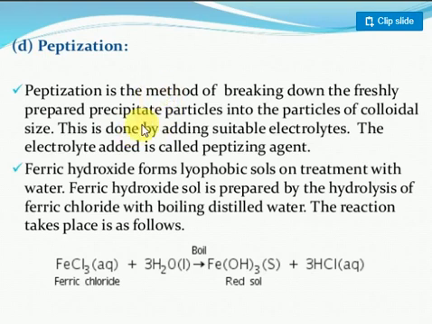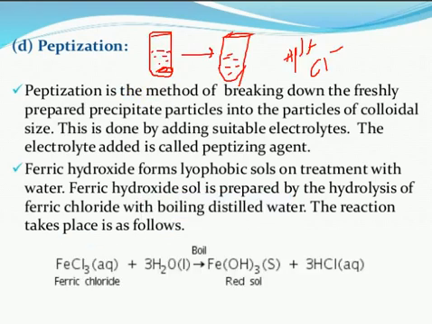The electrolyte enters the precipitate solution, and the electrolyte contains charges, positive charge and negative charge. So what happens? These particles are surrounded by the ions, and the precipitate gets charged. Look at this test tube. I am taking this test tube with a precipitate. The precipitate is settled at the bottom.